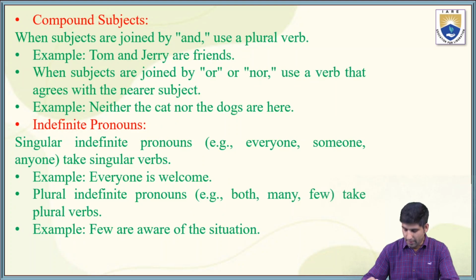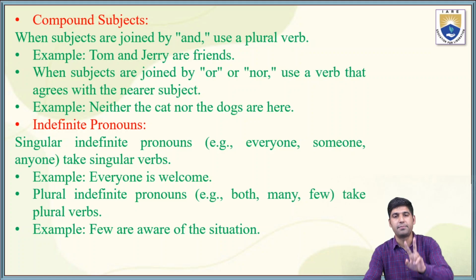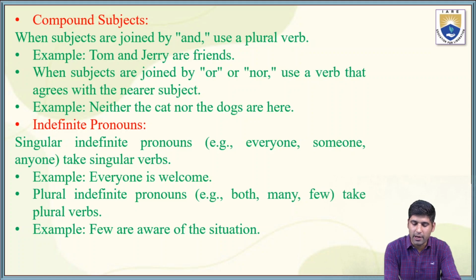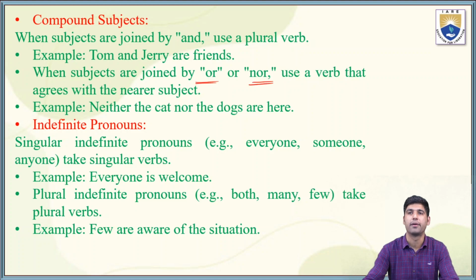Now there are certain compound subjects. Compound subject means when we have two or more subjects. See, now we have Tom and Jerry are friends. So the rule is when subjects are joined by and, use a plural verb. When you have two subjects or more than two subjects joined by and, you need to use a plural verb.